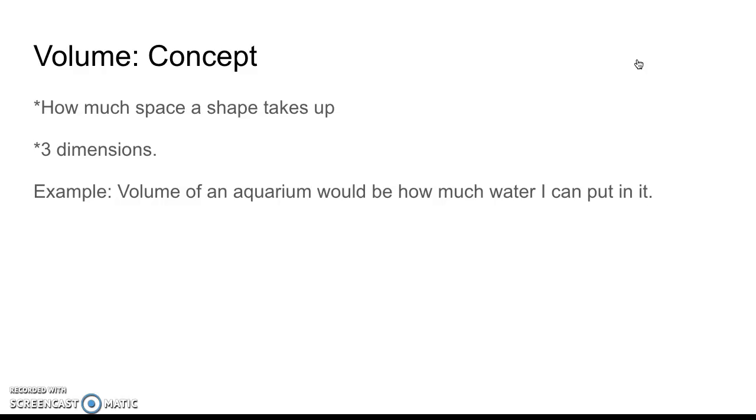The first is that the basic idea of volume is how much space a shape takes up in the real world. It's always going to be three-dimensional. For example, you might want to look at an aquarium and figure out how much water you can put in it. So the volume of an aquarium would be how much water you can put in.